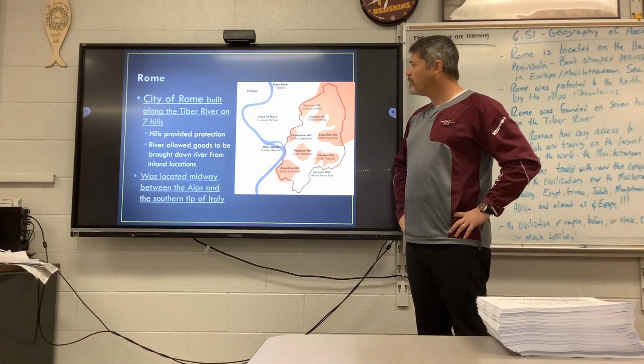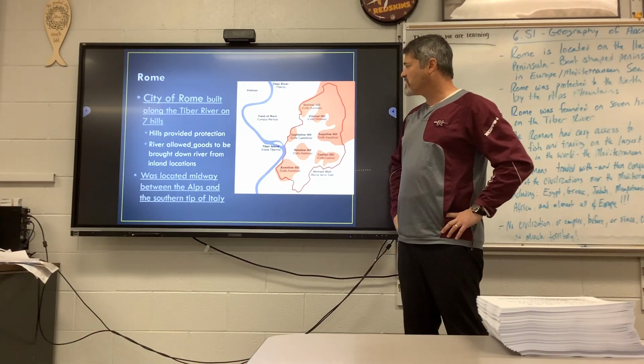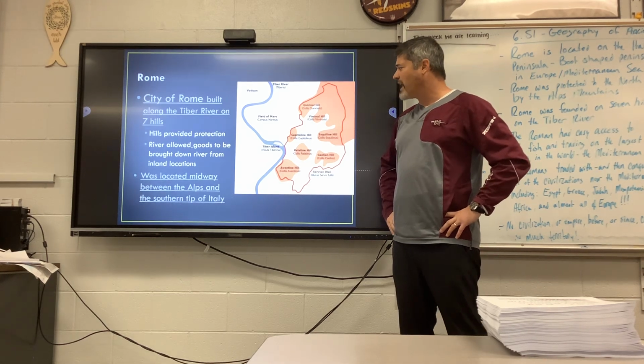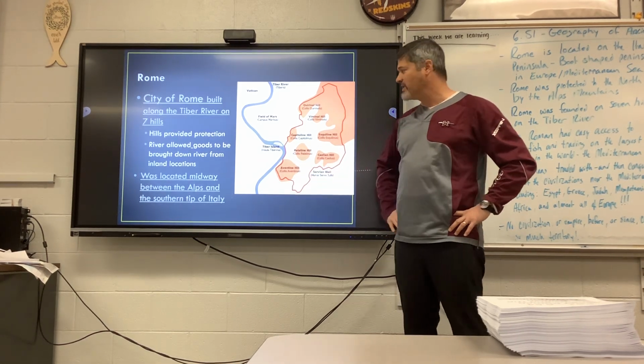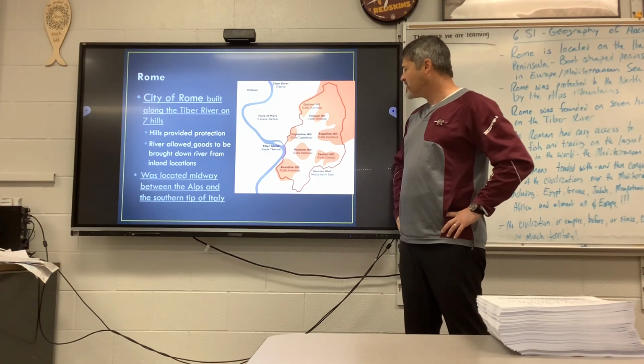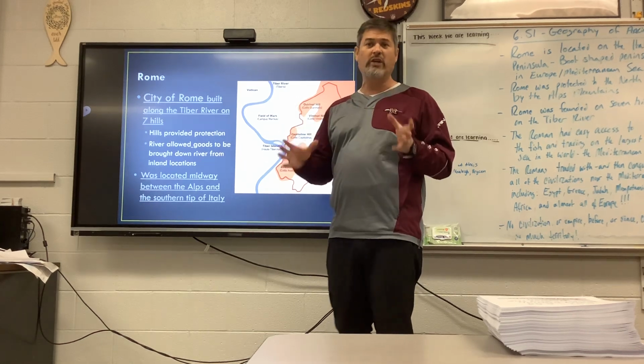Rome. The city of Rome was built along the Tiber River on 7 hills. The hills provided protection. The river allowed goods to be brought down the river to the Mediterranean Sea. It was located midway between the Alps and the southern tip of Italy. So Rome was in a very good location.